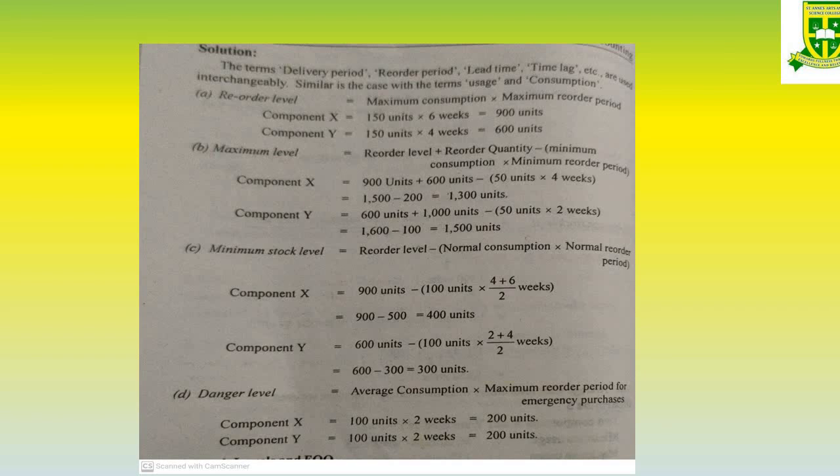It won't be a complicated question. They won't give a tricky question. It's a simple question where you just apply what is given in the question to the formula. So for component Y, 150 units, the same maximum consumption, but the delivery period is 4 weeks maximum. So you have found the reorder level. This is the first thing you have to calculate in the stock level.